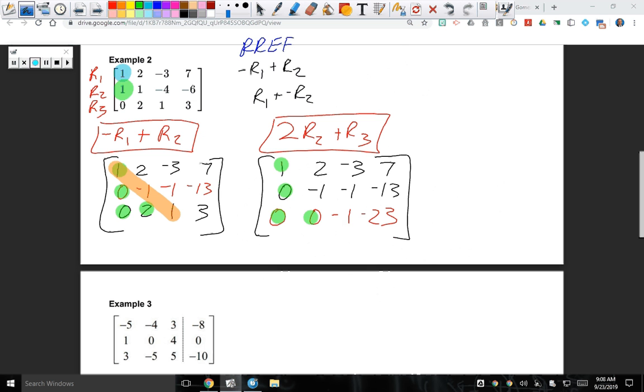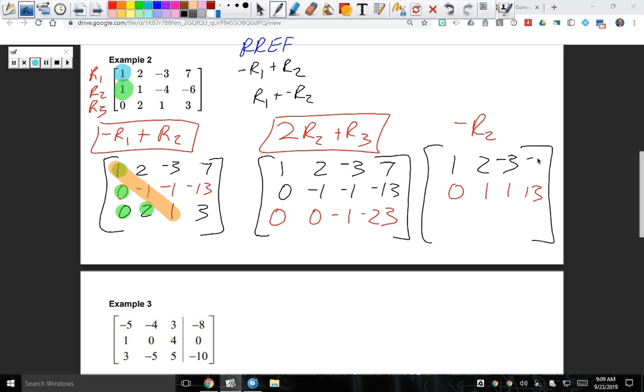Good, good, good, good. But I need to make this now into a what? Positive 1. When I make things into, what am I going to do? Am I going to multiply, subtract, add, or divide? I'm going to multiply. What row? Row 2. By what? Negative 1. So negative row 2 is now going to build me the following. So this negative row 2 change became 0, 1, 1, 13, and everything else stayed the same.